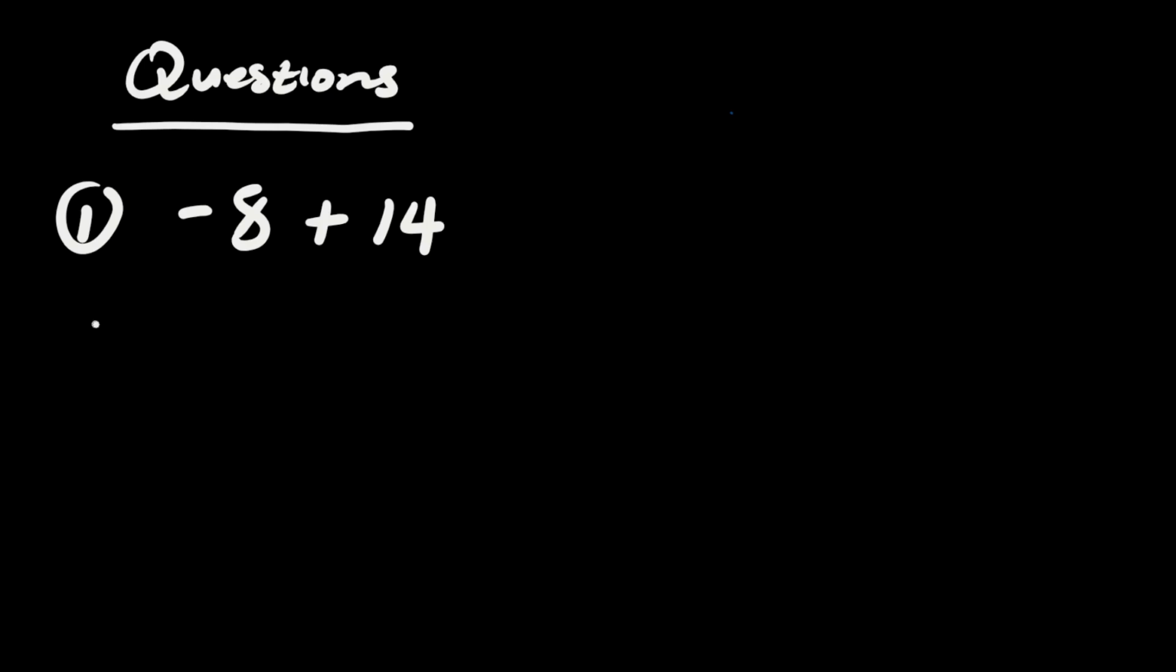So in our case, our signs are different. So we take the sign of the bigger number, 14, then 14 minus 8. 14 minus 8 is 6. And here's our final answer.